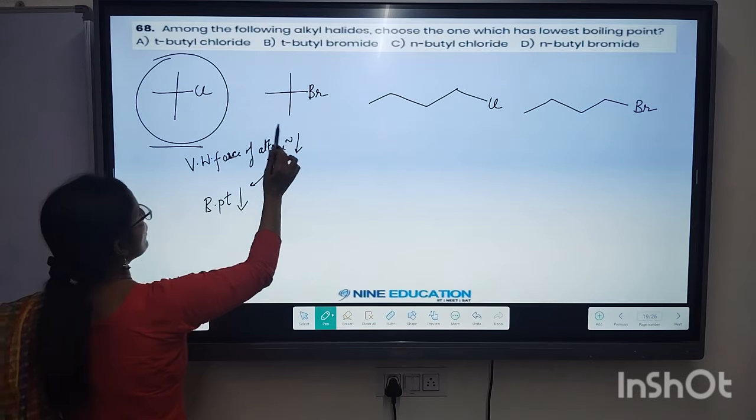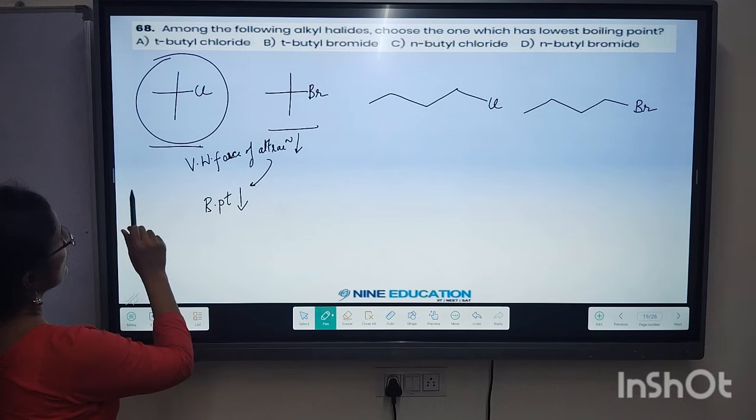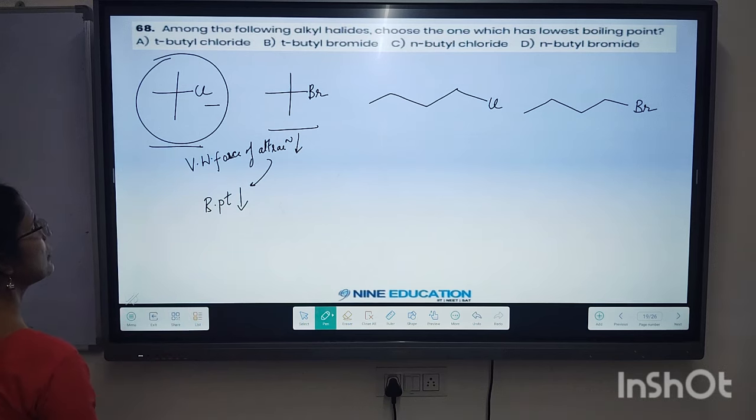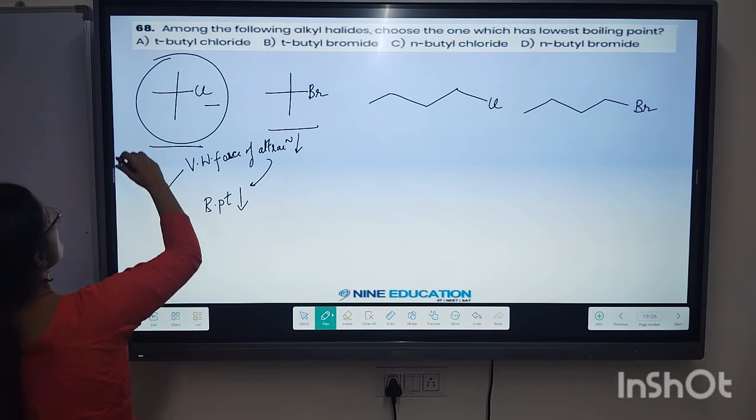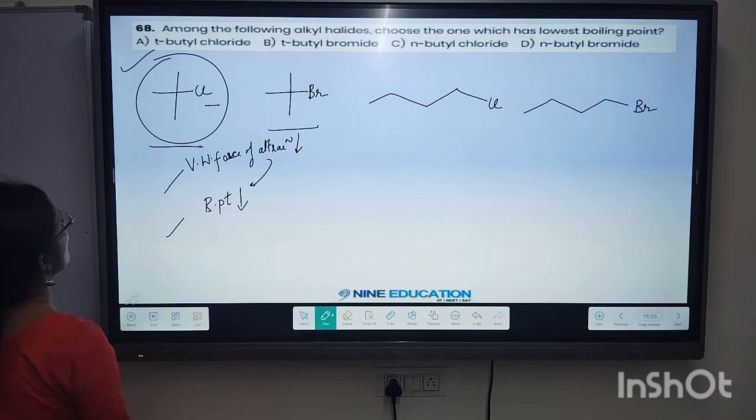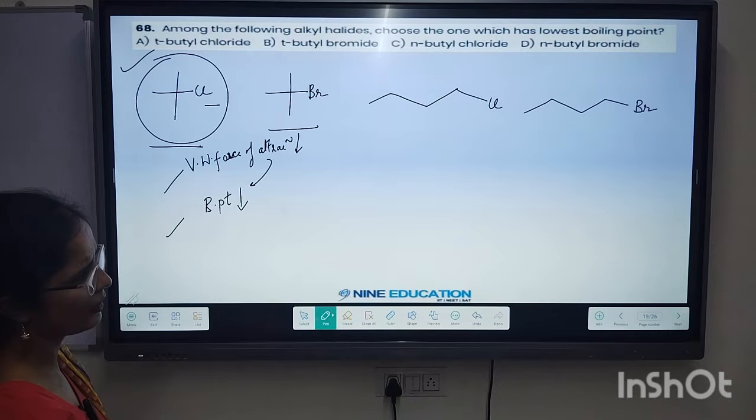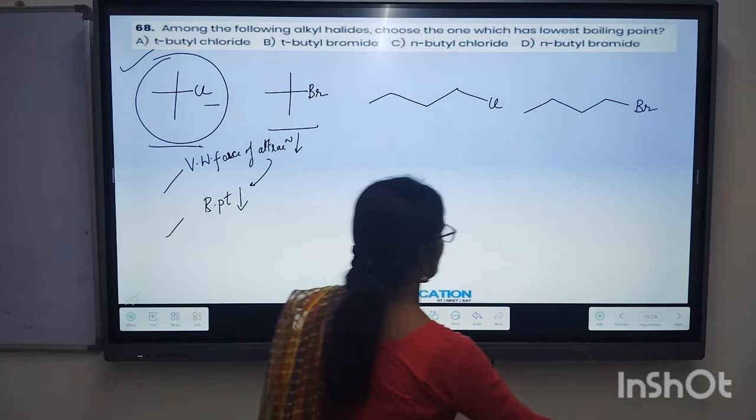So in the first compound, and in the second compound, we are having more number of branches, and when it comes to comparing between these two, chlorine has a lower mass, so the molecular mass of this molecule will be less. Ultimately the van der Waals force of attraction and boiling point will be less only. So what shall be the answer? Option A should be the answer, and based on this there are a few questions in previous years. Just understand this branching as well as the van der Waals force of attraction between the molecules, so eventually the answer will be coming.